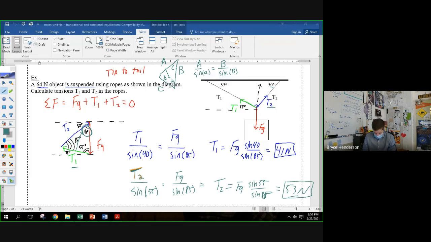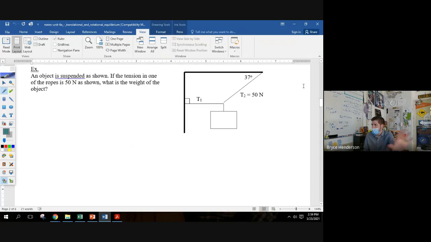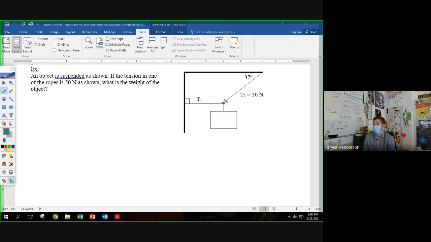So that is that. Okay, let's take off the training wheel, shall we? Approaching a hill, here you go. Whee! I'm shoving you down the hill. It says an object is suspended as shown. If the tension in one of the ropes is 50 newtons, what is the weight of the object? Hint. Draw your free body diagram. Think about components. And then when you're done, check with people around you.